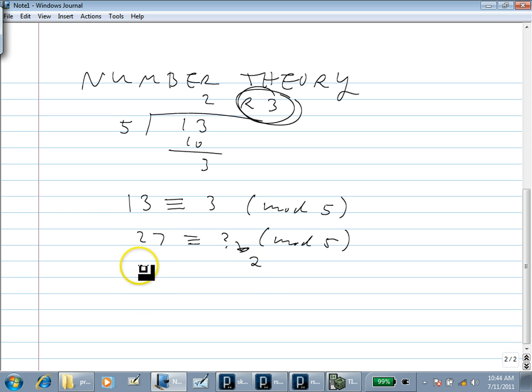A more difficult question is this. Question mark is congruent to 2 mod 5. And this is harder because it's ambiguous. There's more than one answer. It could be 27. When you divide 27 by 5, you do get remainder 2. But there are other numbers that you could divide by 5 and get remainder 2. I'll just get a volunteer for a few, yes?